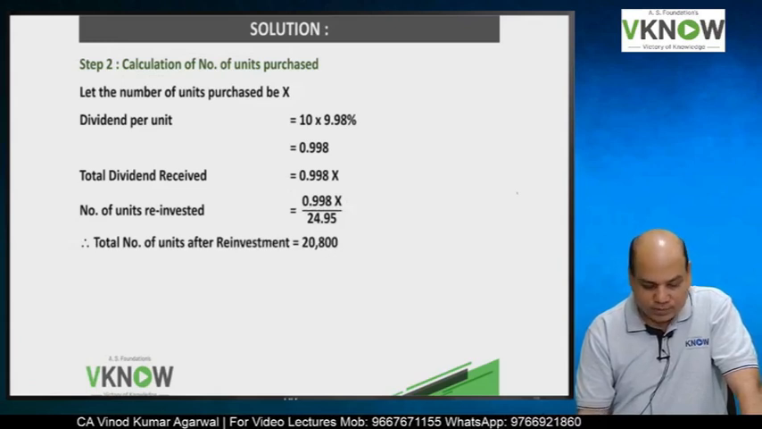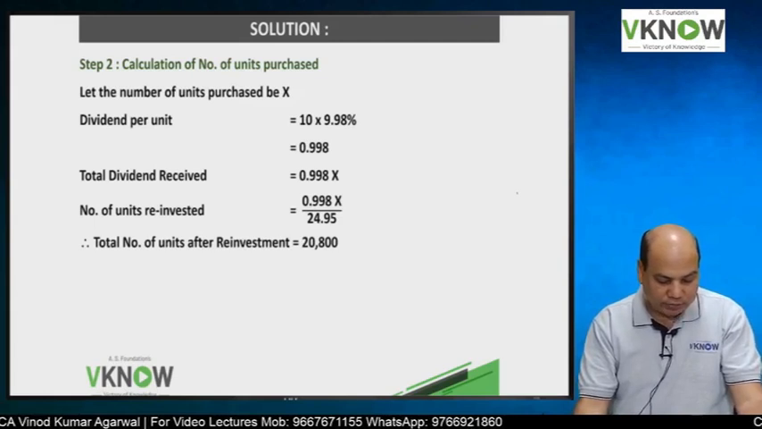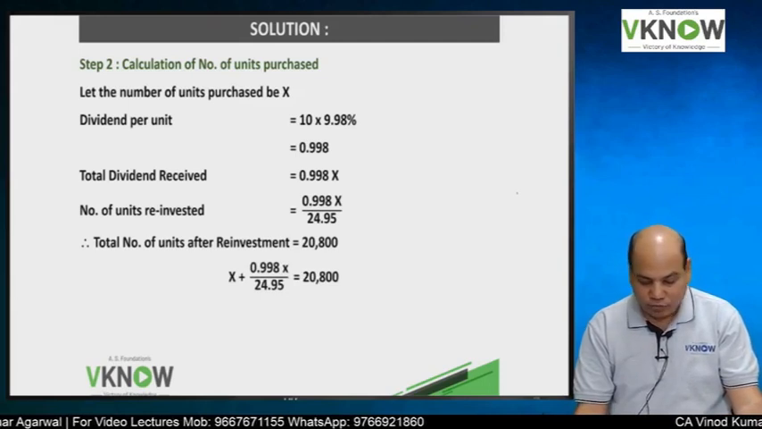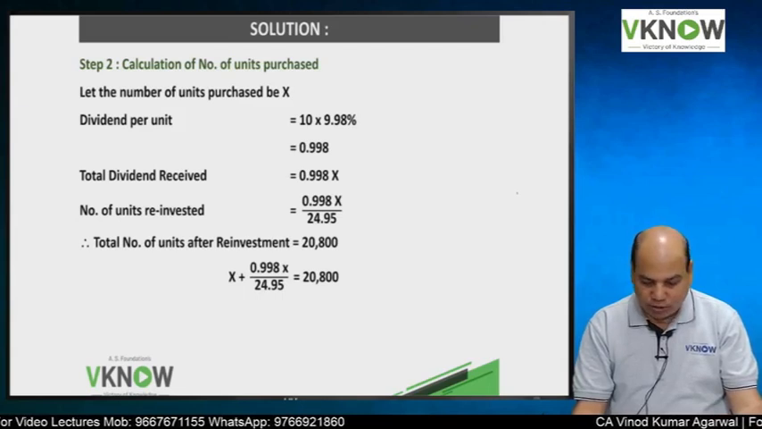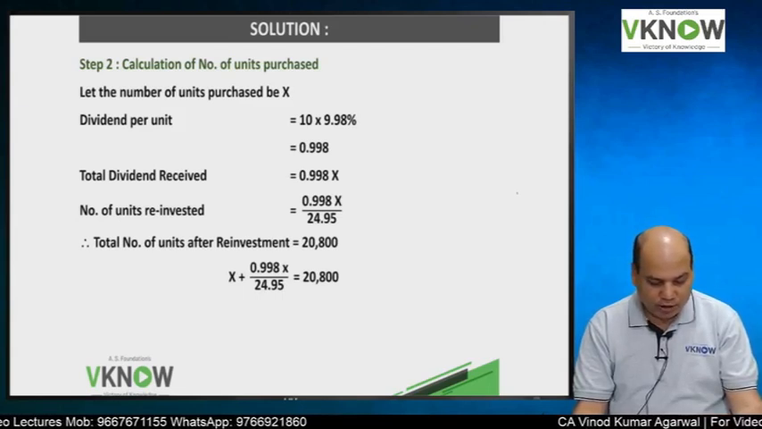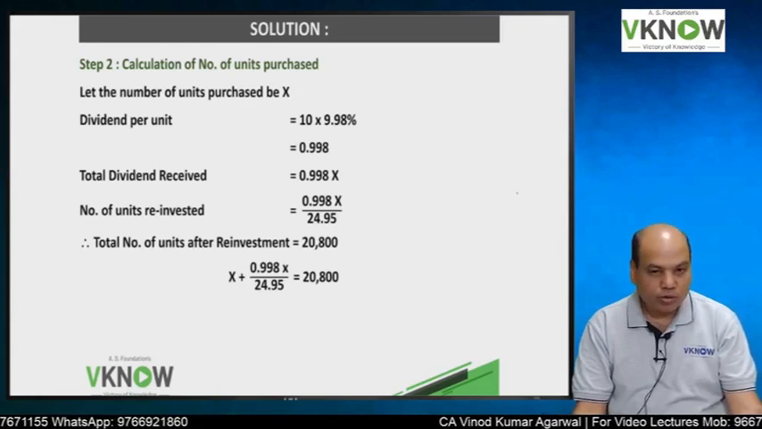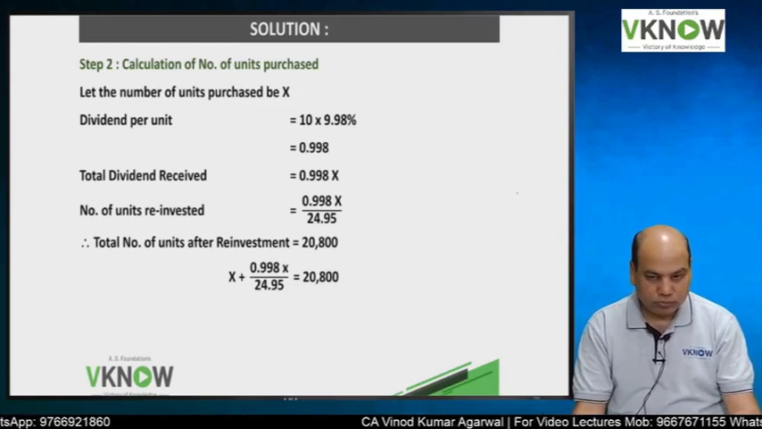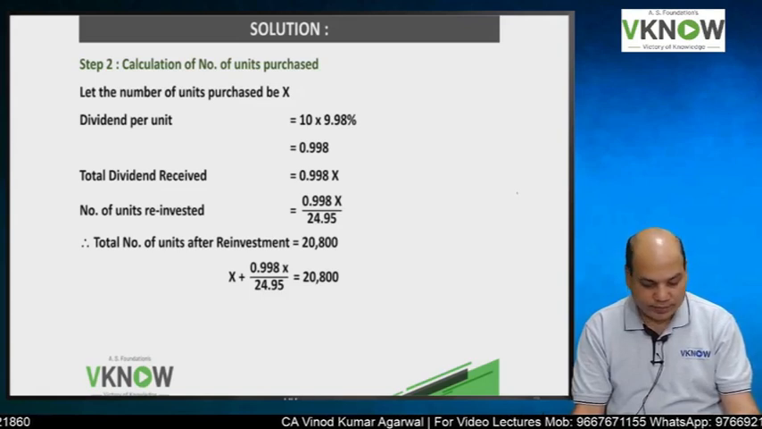So now I am going to write a simple equation. Total number of units after reinvestment is 20,800. So the equation will be X plus 0.998x divided by 24.95 equal to 20,800. Solve the equation and reply. Come on, students, please write.